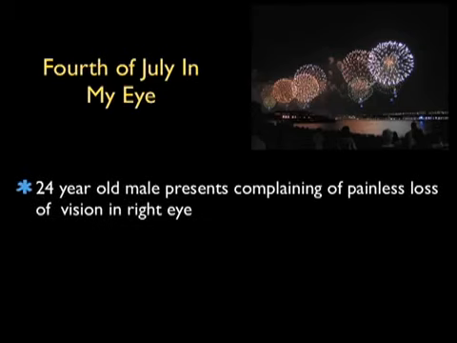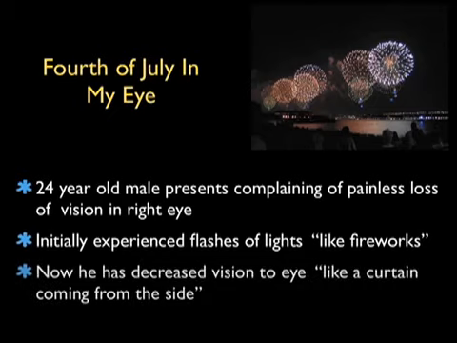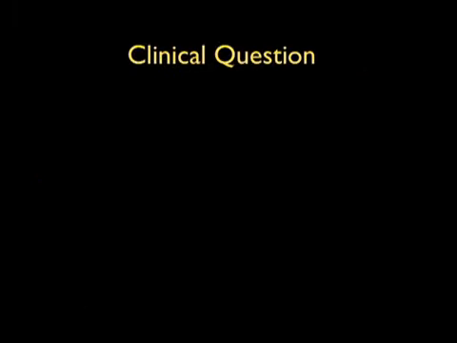Today's clinical case is entitled 4th of July in My Eye. Our patient today is a 24-year-old male who presents to the emergency department complaining of painless loss of vision to his right eye. Initially, he was reading an engineering textbook in preparation for final exams when he experienced flashes of lights in the right eye like fireworks. And now he notes decreased vision to his right eye, described like a curtain coming in from the side.